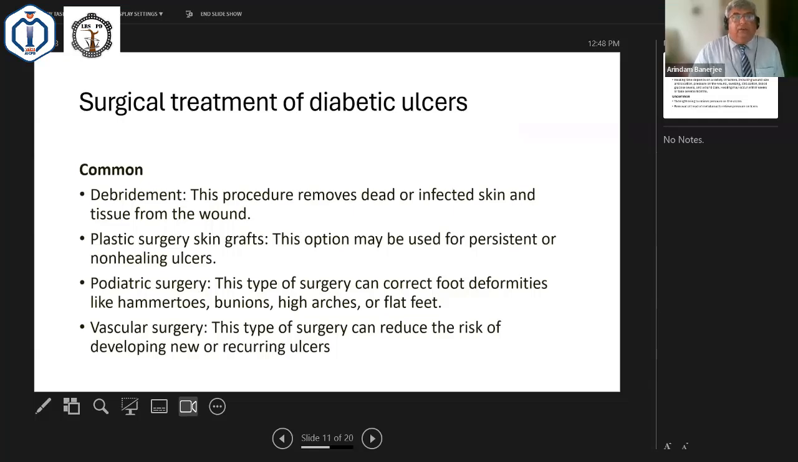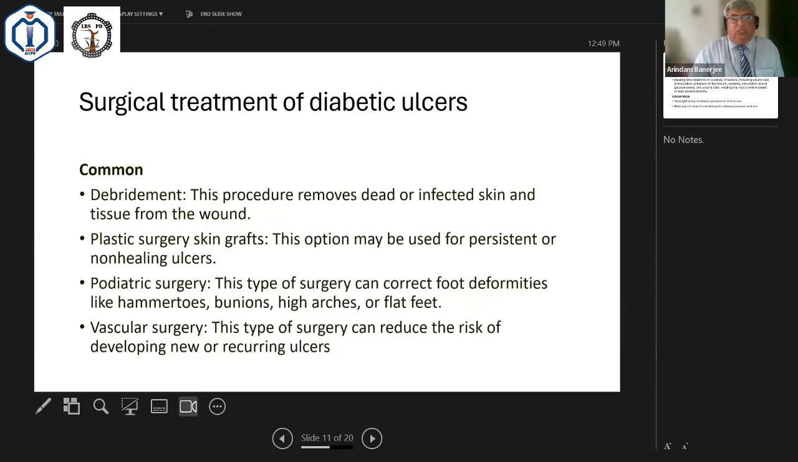Now, there are many types of treatment of diabetic ulcers. We will not discuss everything here because a lot of it has been discussed in the earlier chapters. We are going to talk about debridement, which is the procedure which removes dead or infected skin and tissue from the wound. So if the tissue is dead, there's no point trying to save it. You need to excise it because the dead tissue always acts as a nidus, it does not allow the wound to heal. Then, of course, there are plastic surgical techniques which are used for persistent non-healing ulcers.